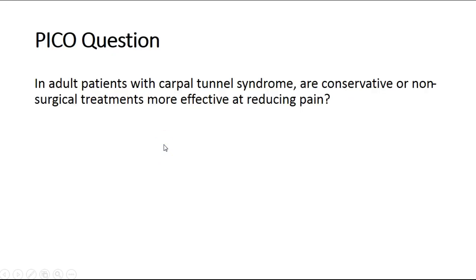So here's what I came up with as a PICO question. I gave you the case scenario, and now I'm creating a PICO question. In adult patients, that's my P, with carpal tunnel syndrome, that is my P still, it's the problem, are conservative, okay, that is my C, or non-operative treatments, that's still my C, more effective at reducing pain, that's my O. So where is my I? It's not on there, huh?